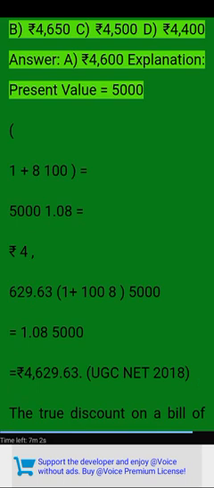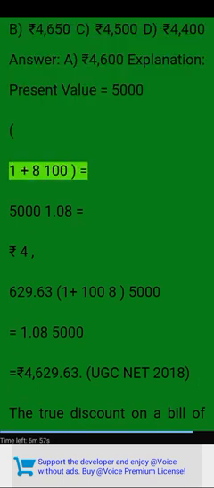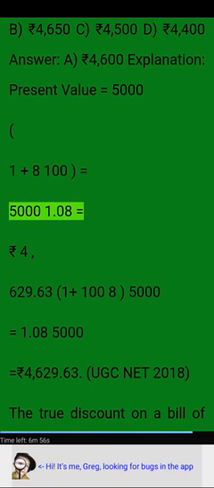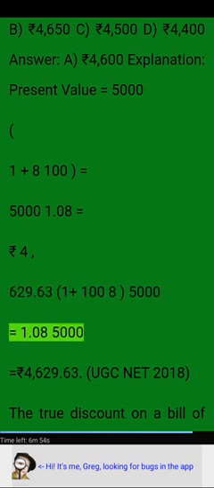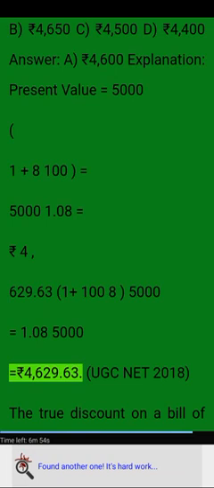Present value equals 5,000 divided by (1 plus 8/100), equals 5,000 divided by 1.08, equals 4,629 rupees and 63 paise.